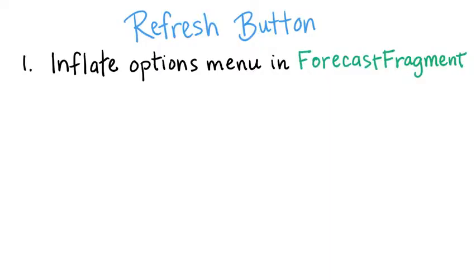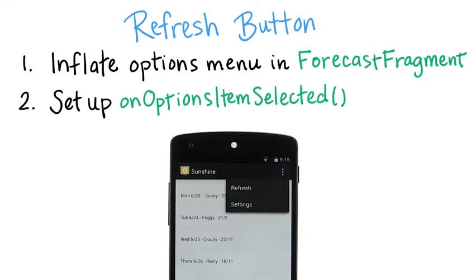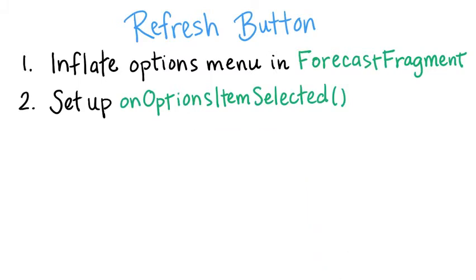Now that we have the menu XML, add the code in the fragment to inflate it. You can leave a placeholder for when the refresh button is selected. This is what it should look like when you're done. You should see the refresh menu item there, but tapping on it doesn't do anything. That's fine for now. If needed, you can look at mainactivity.java for reference.